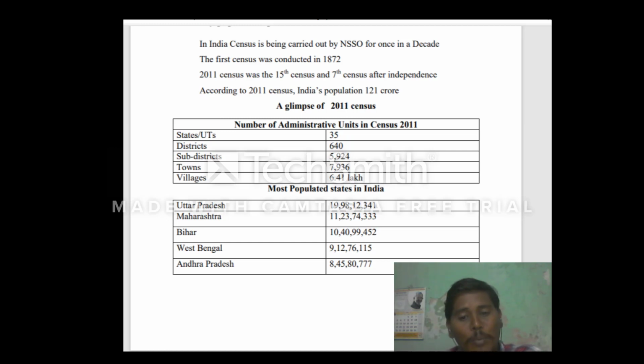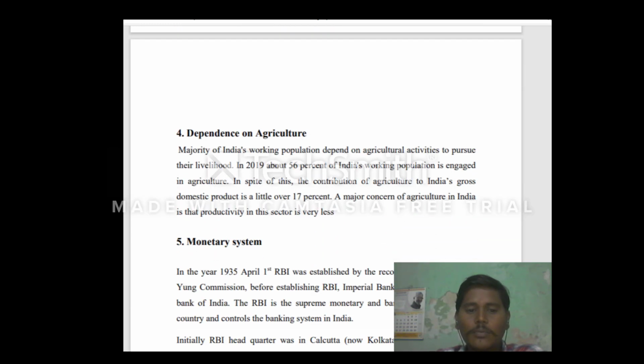The most populated states according to the 2011 census are: Uttar Pradesh stands first in the nation, Maharashtra second, Bihar third, West Bengal fourth, Andhra Pradesh. But recently, in 2014, Andhra was divided into two states, Telangana and Andhra Pradesh.